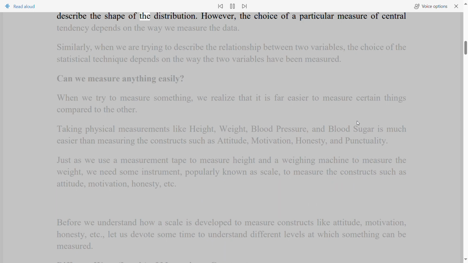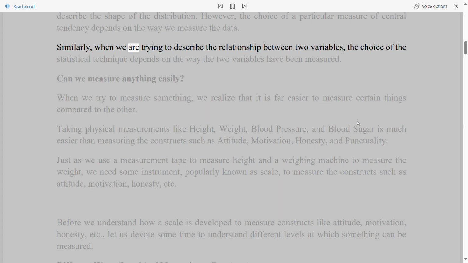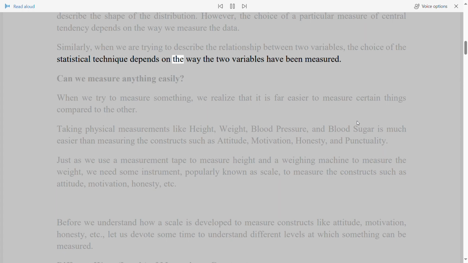Describe the shape of the distribution. However, the choice of a particular measure of central tendency depends on the way we measure the data. Similarly, when we are trying to describe the relationship between two variables, the choice of the statistical technique depends on the way the two variables have been measured.